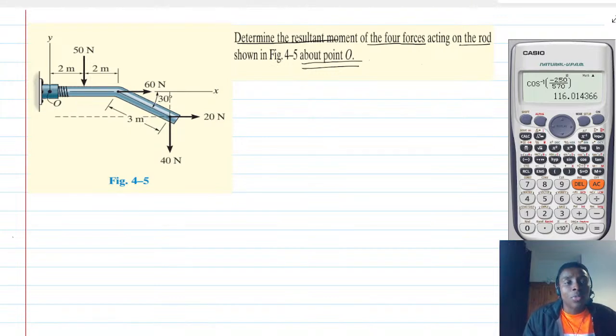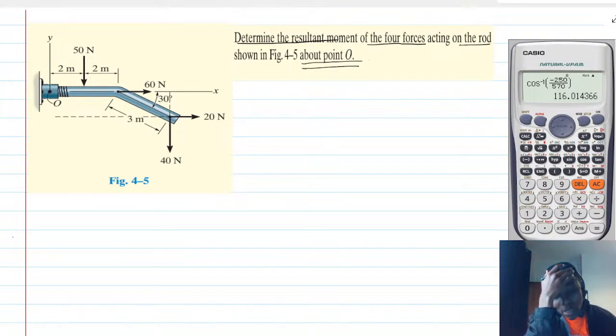First of all, in moments, there are two things you need to know whenever you are solving a moment question: whether you are doing anti-clockwise or clockwise.